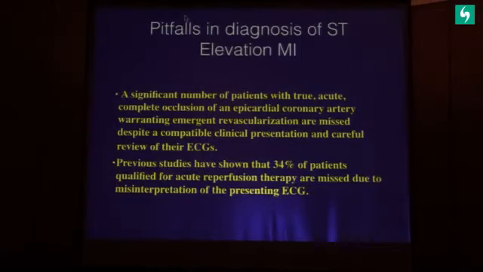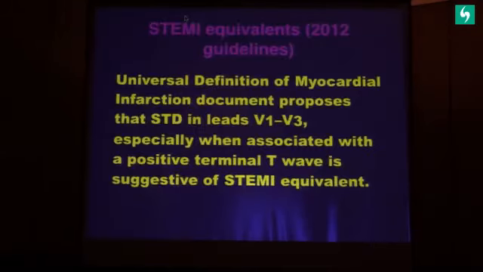So there are pitfalls in diagnosis of ST elevation. A significant number of patients with true acute complete occlusion of an epicardial artery, which warrants an emergent revascularization, are actually not revascularized. Why are they missed? They are missed because of the misinterpretation of the presenting ECG. One of the universal definitions of MI, guidelines changed in 2012 to include some patients who in lead V1 to V3 especially have an ST depression when associated with a positive terminal T wave. This is considered now as an ST elevation MI.